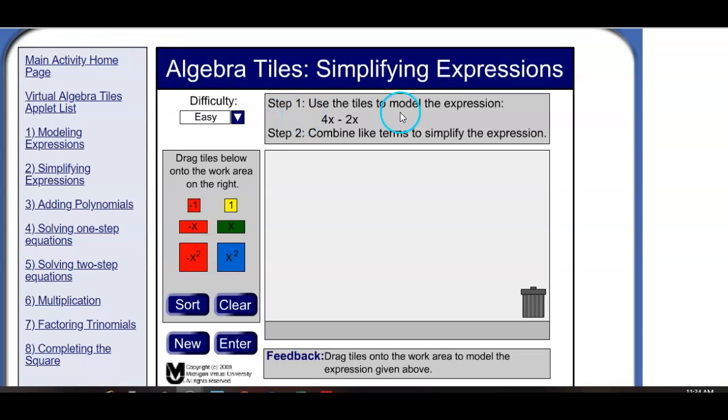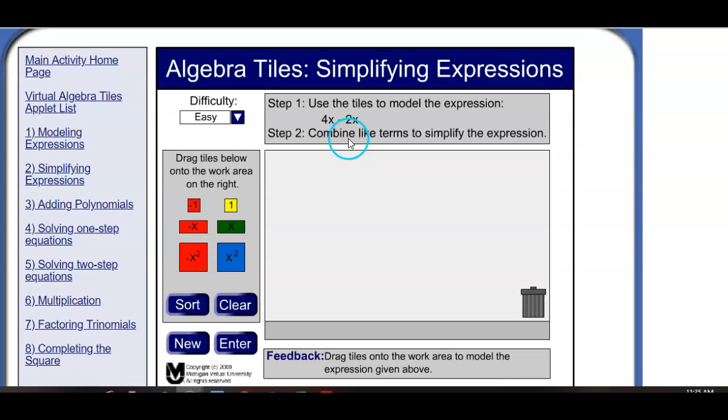Alright, in this video we are going to simplify expressions using our algebra tiles. So I'm on the same site as before when we were modeling. You can see that off to the side. This is the second way you can use algebra tiles, and this will help you with the notes. Alright, so we're going to follow these instructions. First we're doing the easy difficulty, and then we'll progress through some of the other stages.